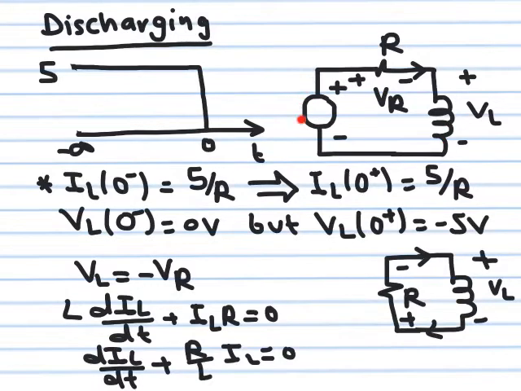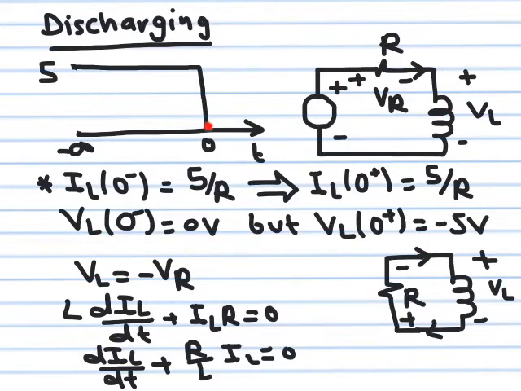This is 5 volts, okay? And as a result, the inductor voltage is now 0, as we agreed. When all the transients die out, the inductor voltage will be 0. The current, this 5 volts, will appear completely across VR, and the current is 5 over R. So this is the inductor current.